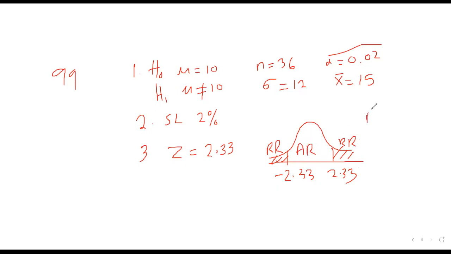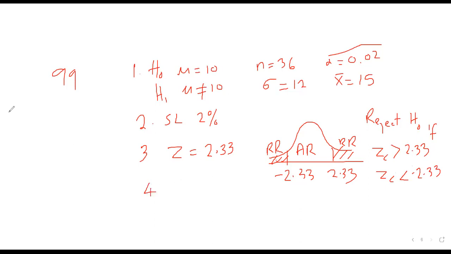So our comment will be, we're going to reject H0 if our Z calculated is greater than 2.33, or if our Z calculated is less than negative 2.33. That's the comment.